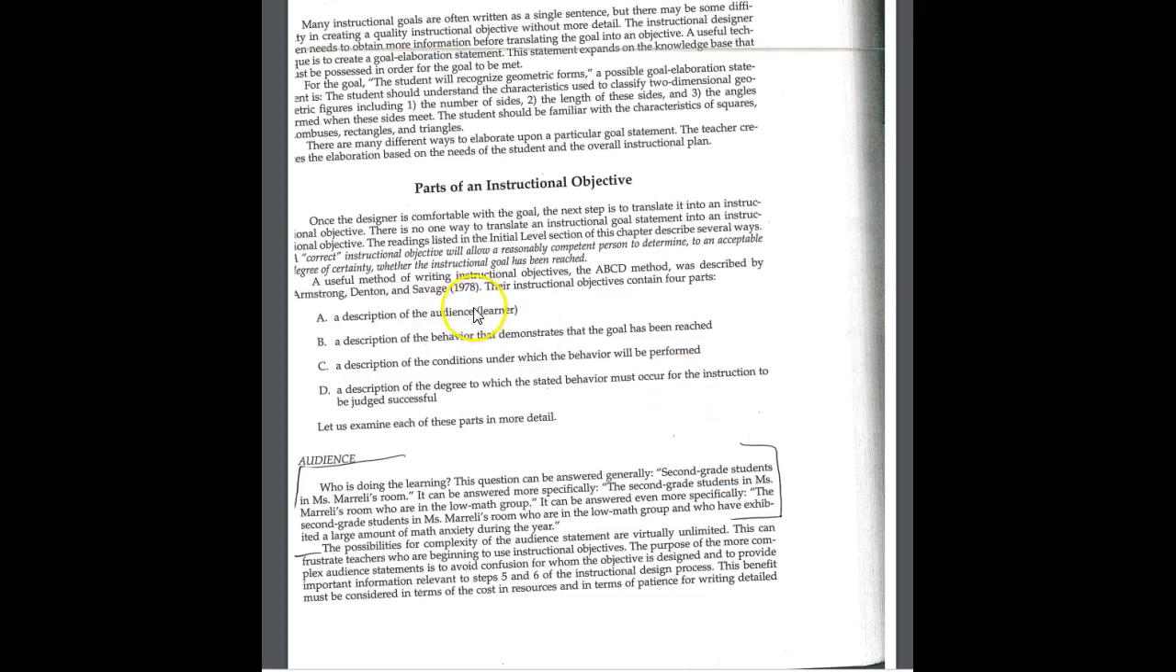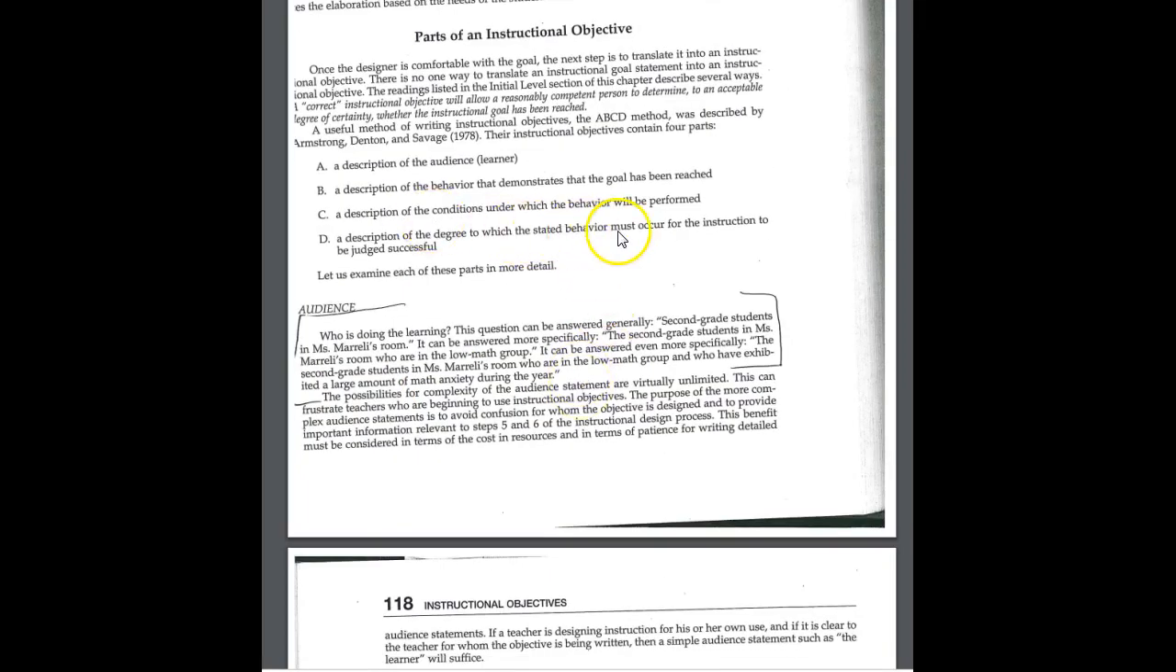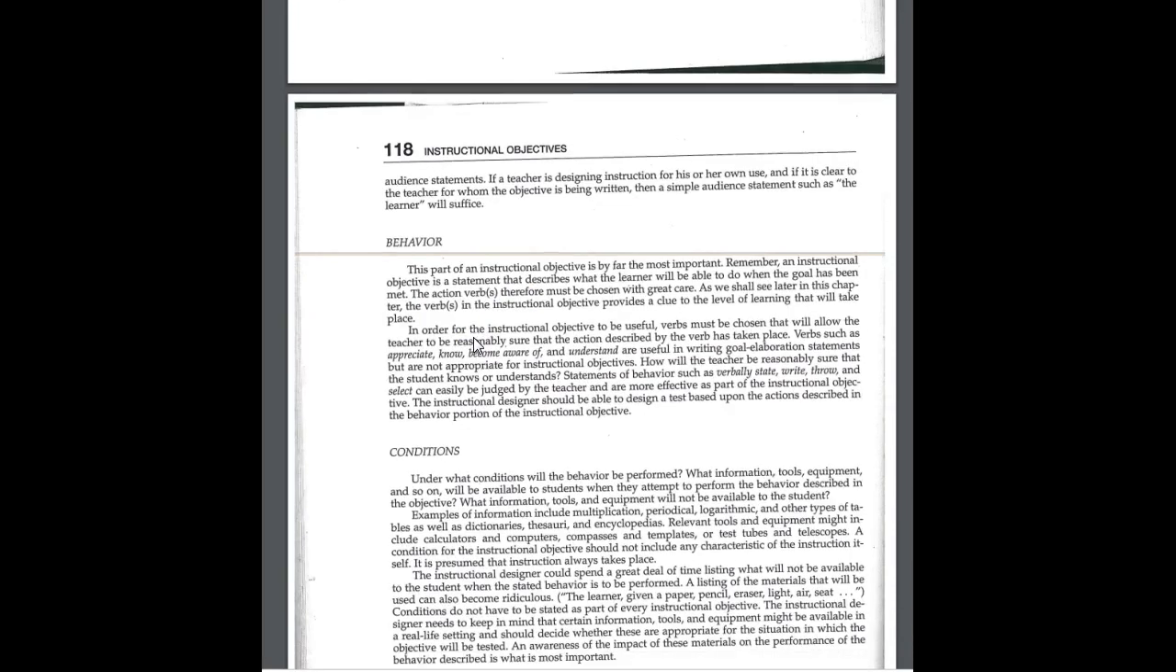That's the audience. The B is the description of the behavior. Make sure it tells how the goal will be reached, so you can tell if it has been, and we'll look at that in a minute. The C is the conditions under which the behavior will be performed. And D is the degree to which it will need to occur for that instruction to be judged successful.